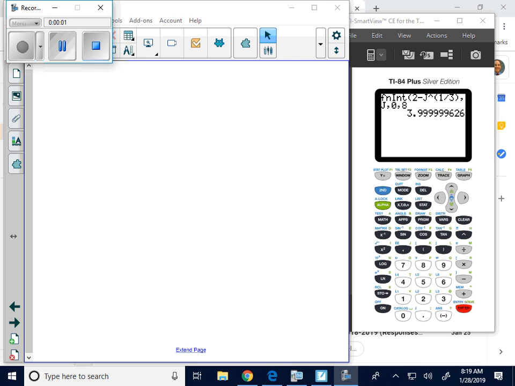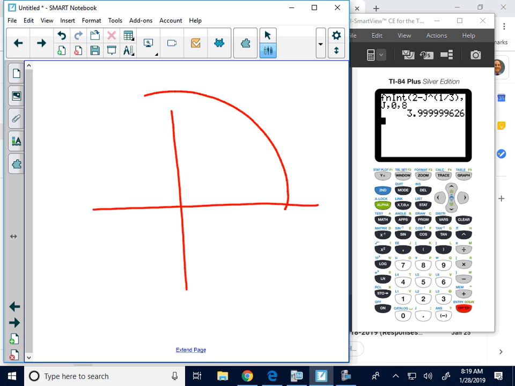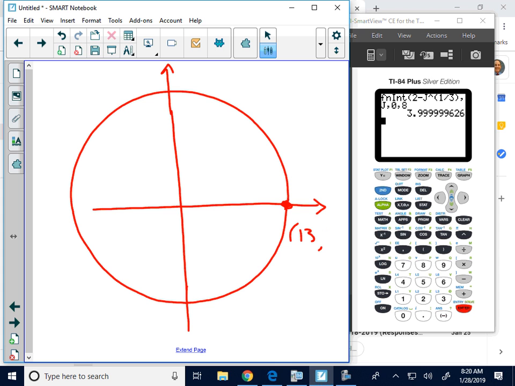Okay. So on the tangent stuff, I want to start with the idea of looking at a circle. If you could, in your notes, just sketch this circle. This is not a unit circle. This point, in fact, is (13, 0).